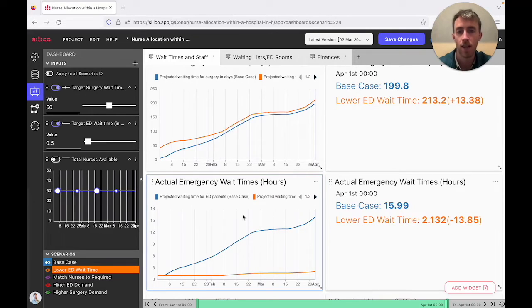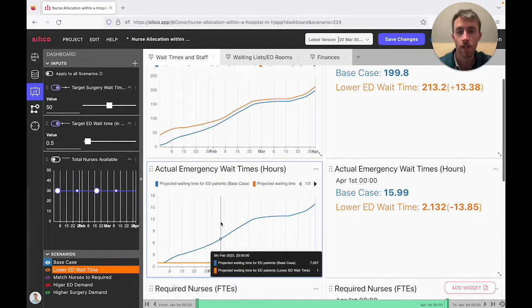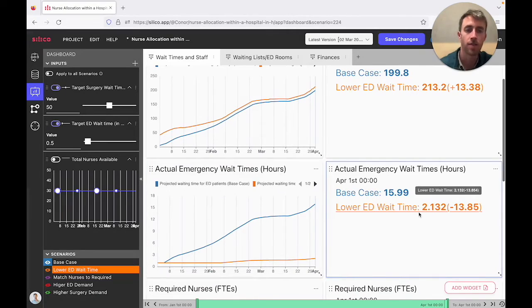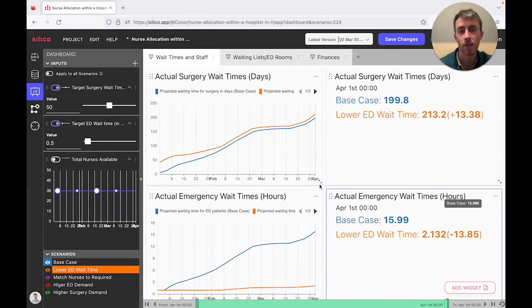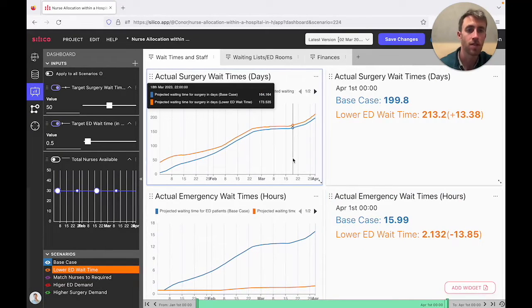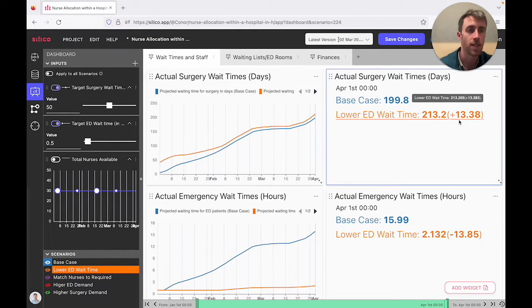That change has obviously reduced our actual ED wait time quite significantly. So it's down to 2 hours. So we've shaved off 13 hours for the actual wait time. We're still not down to the desired level because we don't have sufficient nurses to achieve that. But what we can also see is that we've actually somewhat increased the surgery wait time. So the additional 13 days here.